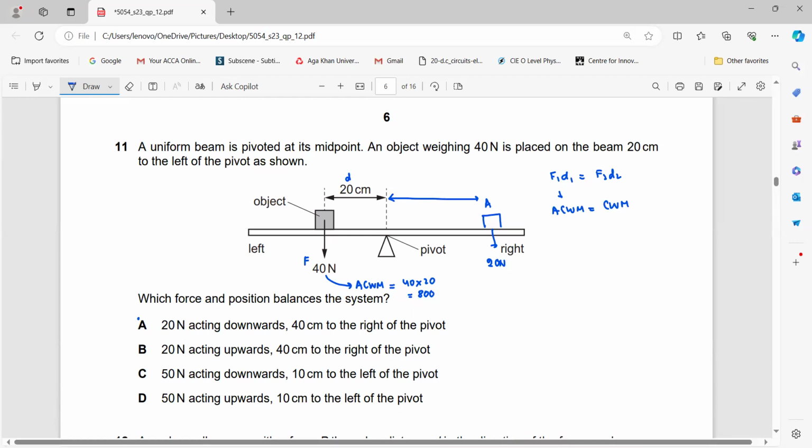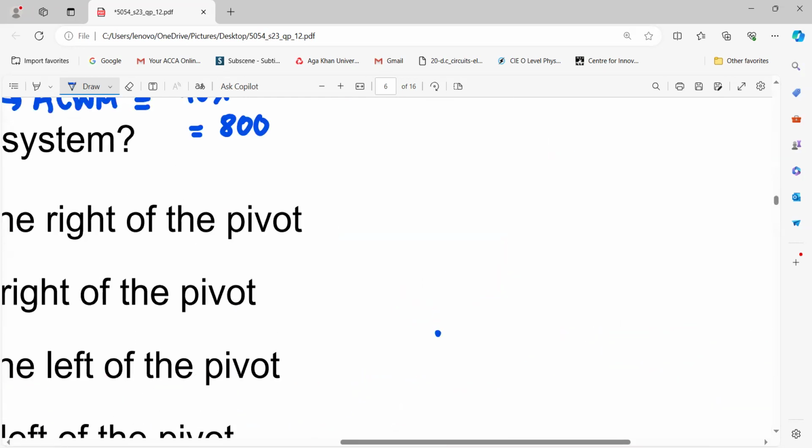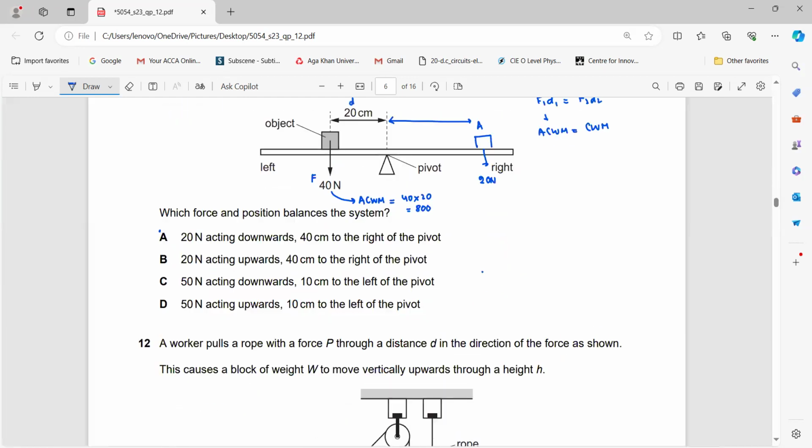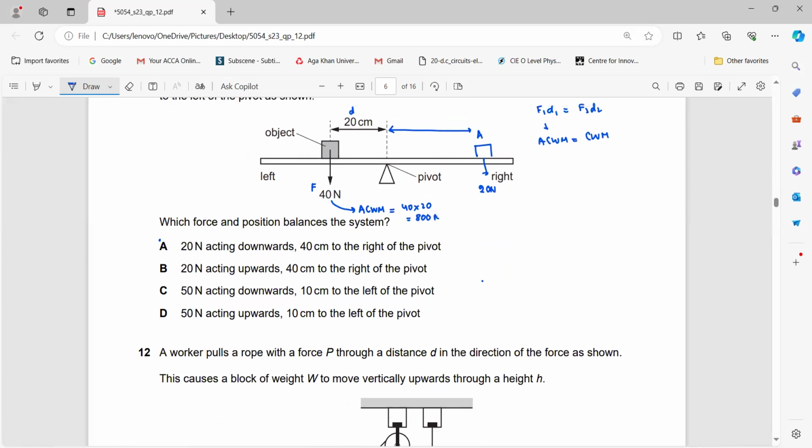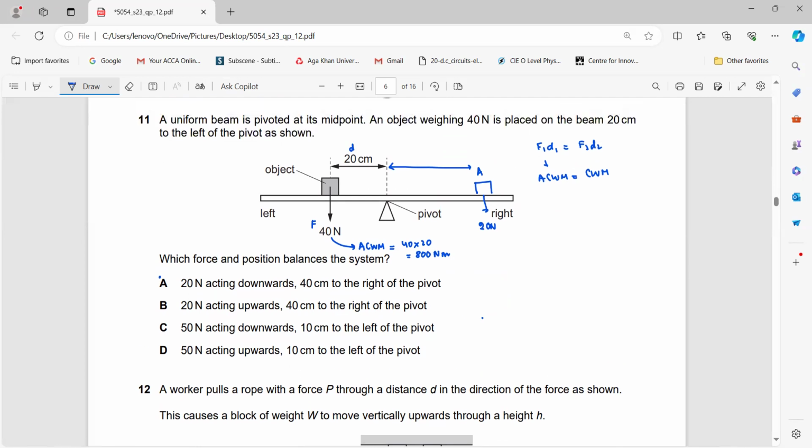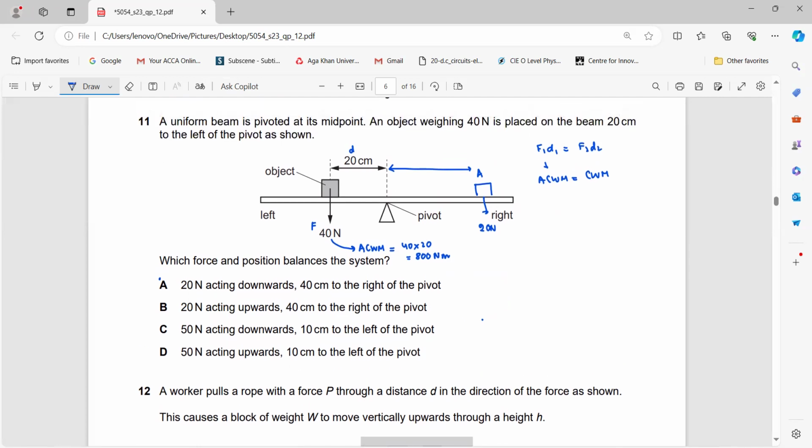800 Newton meters is the actual moment that you have to counter. Now you need to understand the product of any of these parts B, C, and D should always be equal to 800 Newton meters for the beam, I guess the uniform beam, to be in equilibrium. The anti-clockwise moment should always be equal to the clockwise moment. I guess I'm going to stick to A.